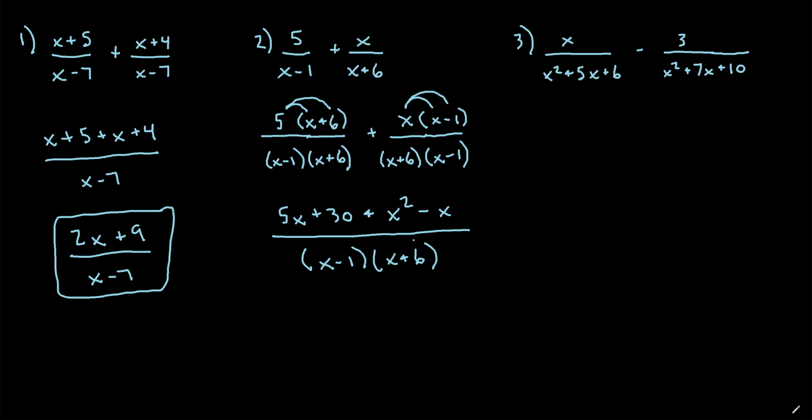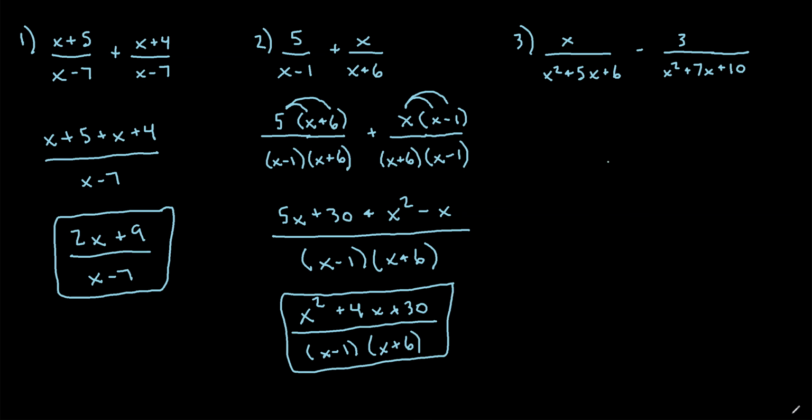So the last step is we just need to simplify this numerator. So we have an x squared. And notice we have plus a positive 5x minus x over here. So that would just be 4x. And then we've got a 30 over here, so plus 30. And that is all over x minus 1 times x plus 6. So that is our final answer on this one.